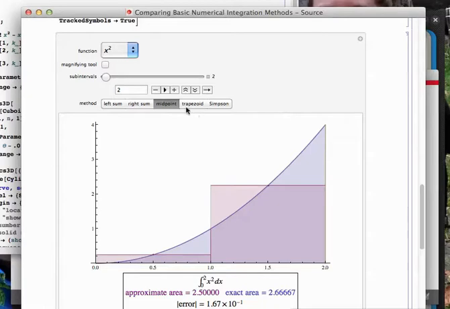Now, something we'll touch on is, what if I used a trapezoid? So I use my left corner and my right corner, and I do it like this.